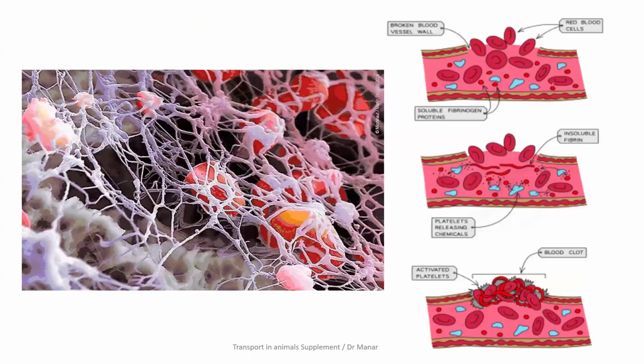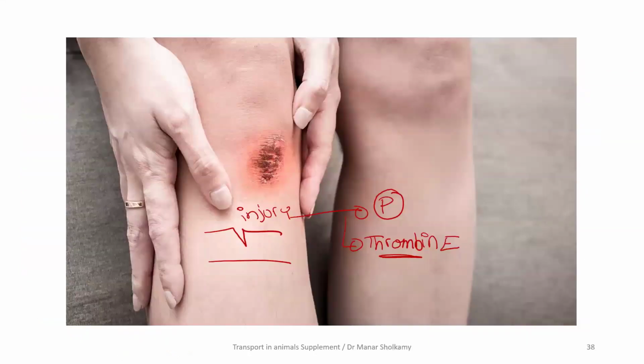I'll give you a very nice picture here. This is the mesh. See the mesh, it looks like a trap. It is trapping red blood cells. It is trapping white blood cells. It is trapping more platelets. And when they are trapped, they will form a what? A blood clot over the injury that looks like this.